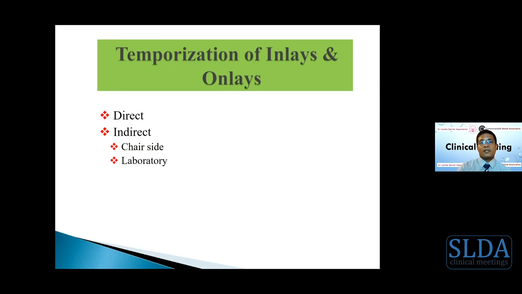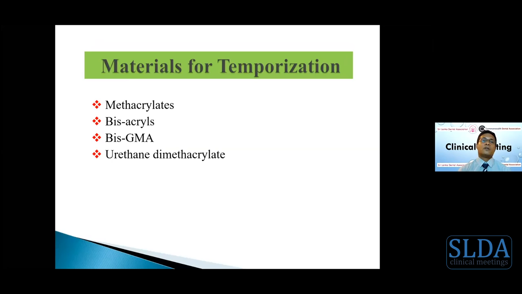And you should know some other materials that are being used to fabricate temporary restorations. Now, there are four main types, starting from methacrylates, bisacryl, BisGMA and urethane dimethacrylate. Each one of them has unique physical properties, exhibiting pluses and minuses of the product. I would like to briefly talk about their features one by one.